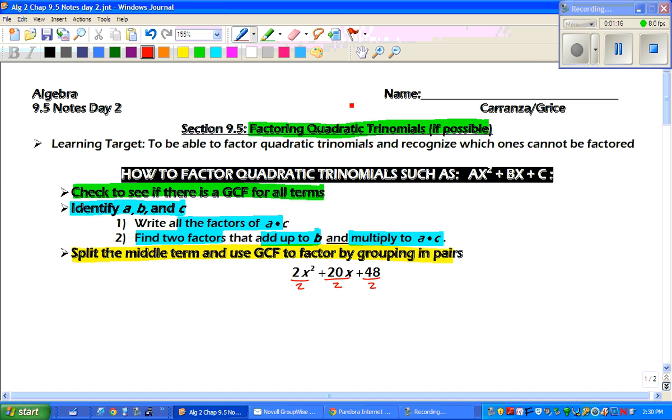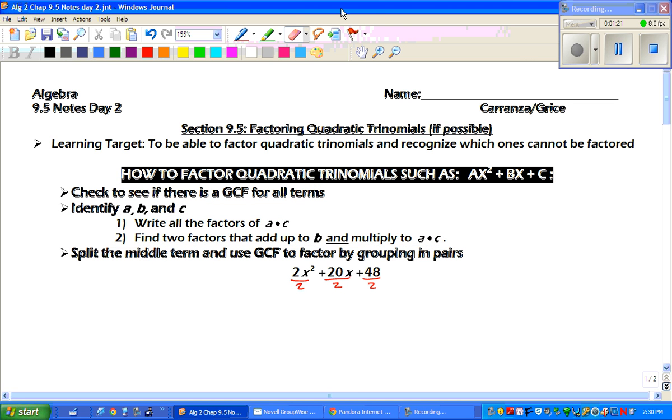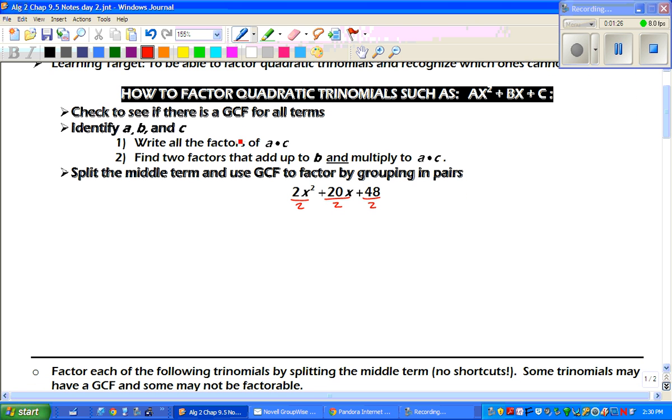Now, can I take a variable out too? What do you think? For this one, actually, you cannot. So we're just going to take out the 2. And now when we do this, the 2 comes out front, and then we divide everything out, which gives us x squared plus 10x plus 24. So this is when we say that A is 1, B is 10, and C is 24.